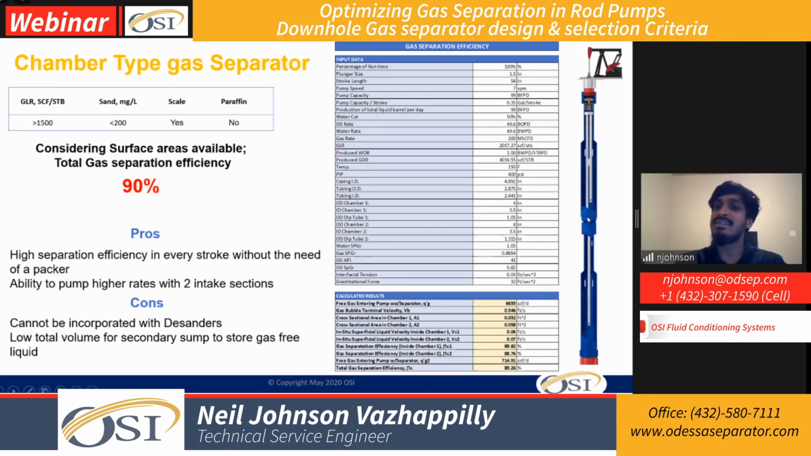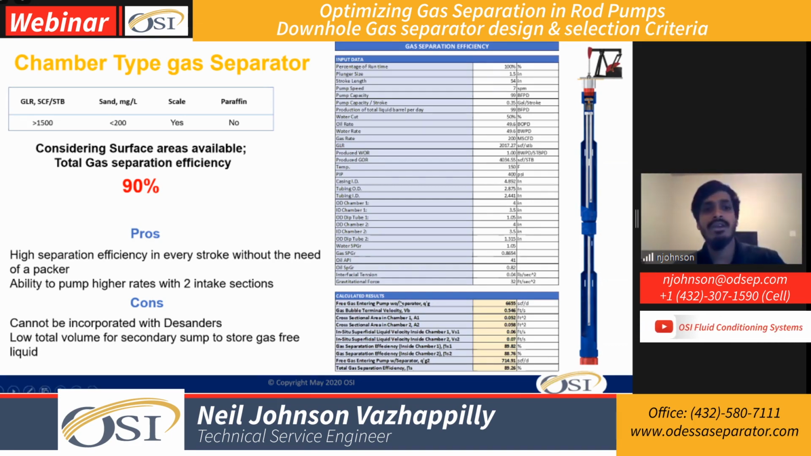The other thing, I wouldn't call it exactly an issue, but a limitation, is lower total volume storage. This is going to be a little lower, even compared to a modified Mother Hubbard style. So the separation is excellent, but we can have lower storage. If we have a pump off controller on the pump and maybe lower reservoir pressure, we might have to look into either using a packer type separator or seeing how we can incorporate this kind of design in such wells.